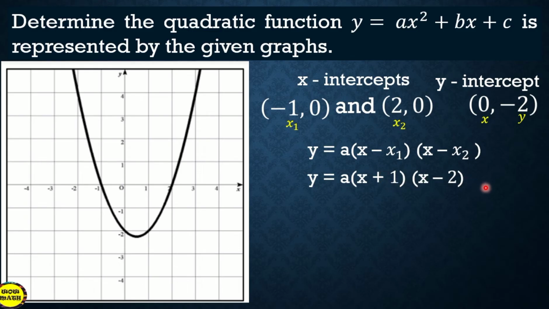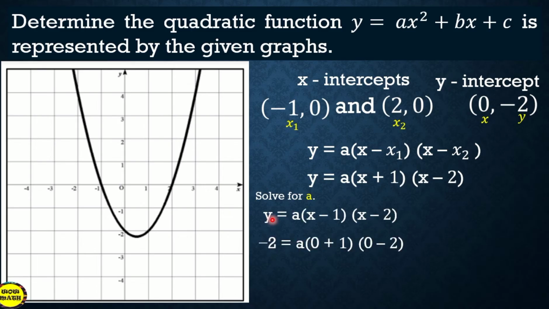Times x minus 2. So, hindi pa natin ma-solve yung quadratic function natin kasi kailangan natin kunin ulit yung value ng a natin. To solve the value of a, so substitute lang natin yung pangatlong point natin. Okay, ano ba yung pangatlong point natin? Yung y-intercept natin, which is 0 and negative 2. So, papalitan natin yung y ng negative 2 and yung x natin ng 0. So, papalitan, that is negative 2 is equal to a times 0 plus 1 times 0 minus 2. And then simplify, 0 plus 1, that is 1, 0 minus 2, that is negative 2.